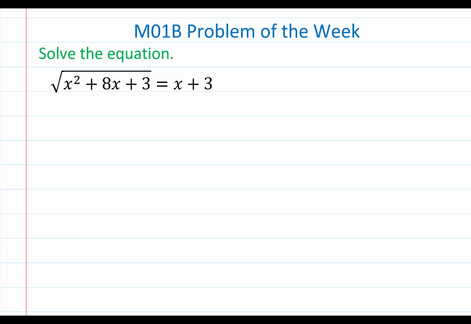So we have a radical equation that we're trying to solve here, and just like last week, I'm looking at an equation where I have witnessed students doing the incorrect step that I'd like to correct here in this video. So the first thing we're going to do here with this equation is square both sides.